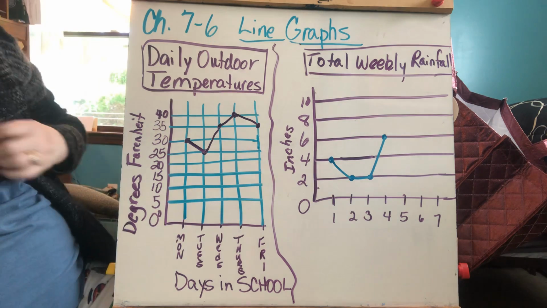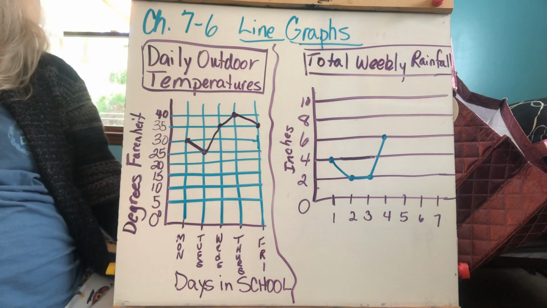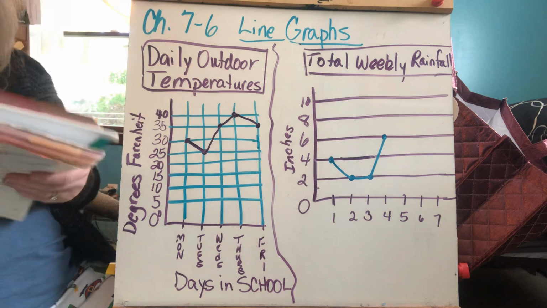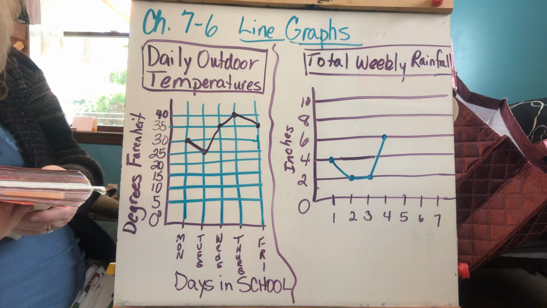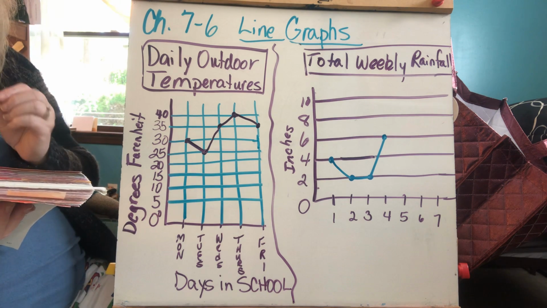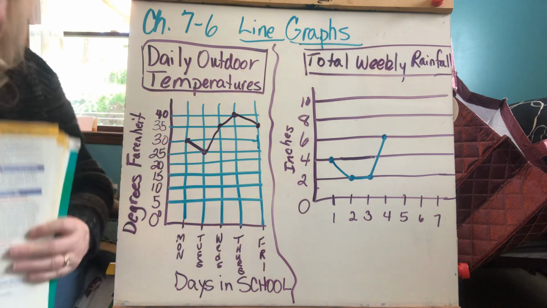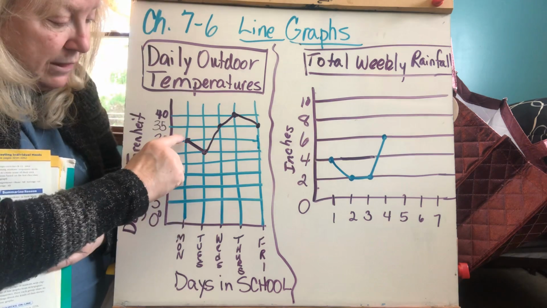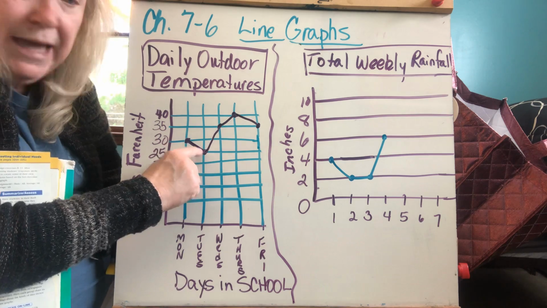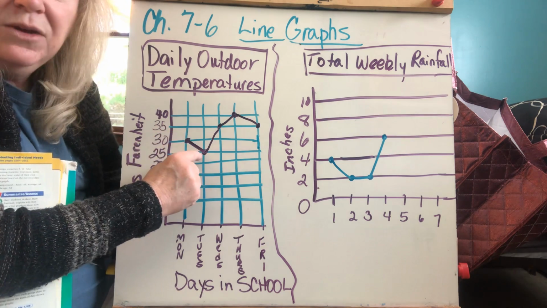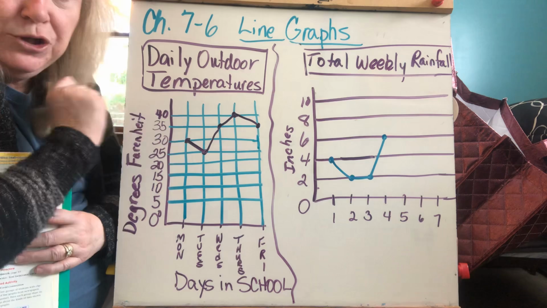And if you need to, pause the video so that you can copy them. Alrighty, if you restarted your video, we're going to go back to our graph. Now, your book asks you, is there an increase or decrease in the temperature from Monday to Tuesday? So we look at Monday and we look at Tuesday, and we can see that this line segment goes down. So therefore, the temperature went down.